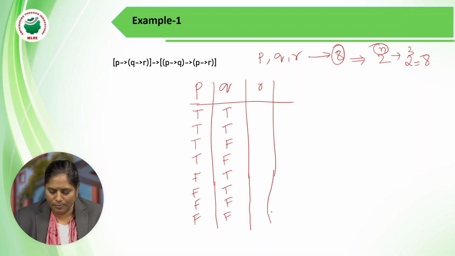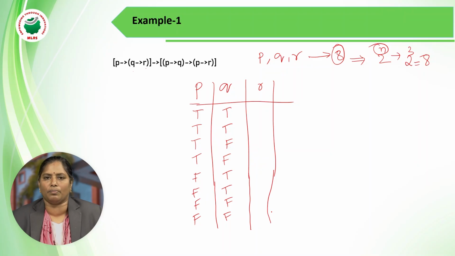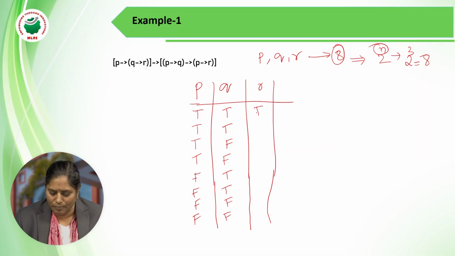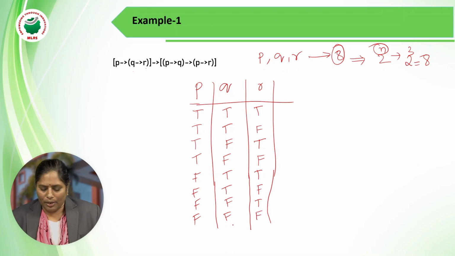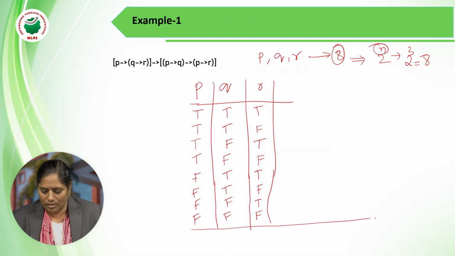For the third variable R, we also get 8 components. In the 8 components you have to write down alternate true, false. So first one is true, second one is false, first one is true, second one is false, again first one is true, second one is false, first one is true, second one is false. If you write in this format, there are no corrections, there are no mistakes in the truth table.